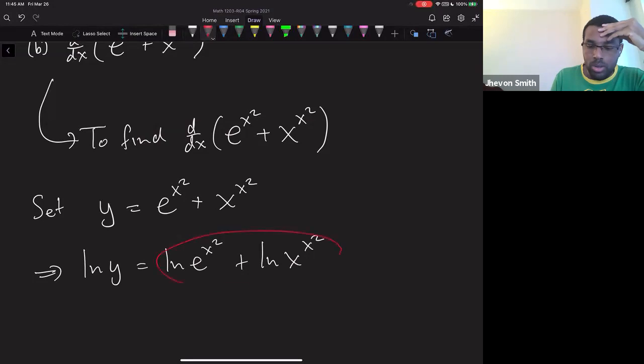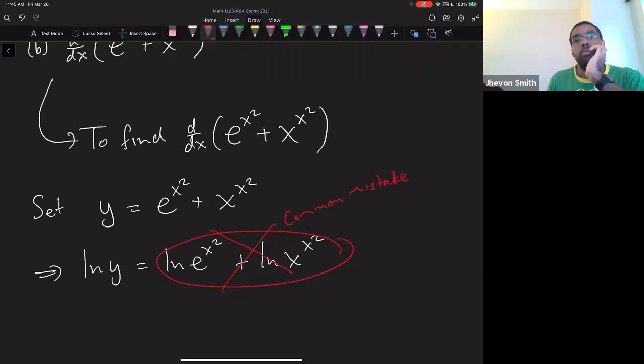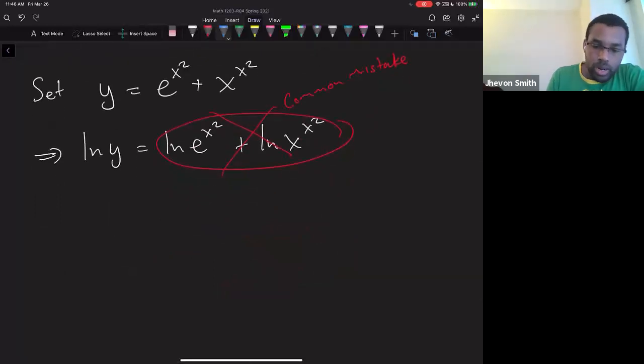Okay, so no, can't do that. What is the problem? Why can't I do that? What were you assuming here? Because remember here, what was going on when you log both sides?